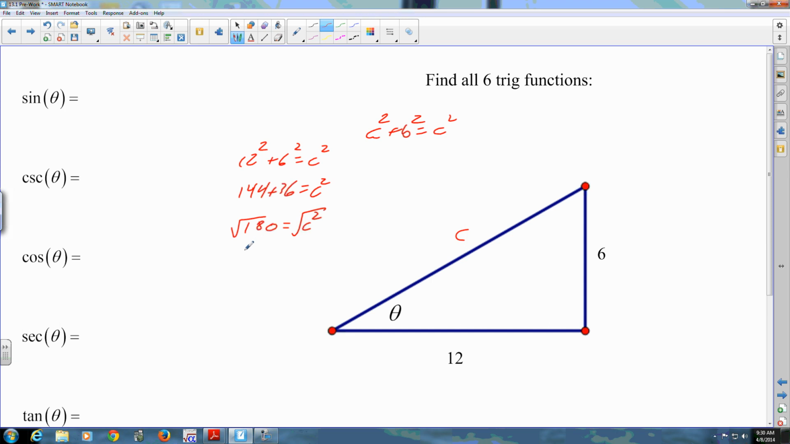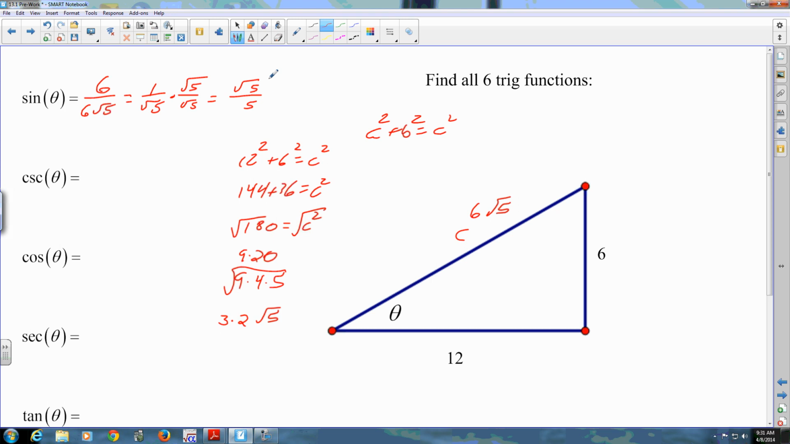Now, 180, I'm hoping you recognize, is 9 times 20, and 20 is 4 times 5, and you're square rooting it. The square root of 9 is going to come out as 3, square root of 4 is going to come out as 2, and you've got the square root of 5. So this is 6 square roots of 5. All right? So to find sine standing on this angle, it's your opposite over your hypotenuse. 6 over 6 square roots of 5. That reduces to 1 over the square root of 5. Then you have to rationalize it, which would be square root of 5 over 5.